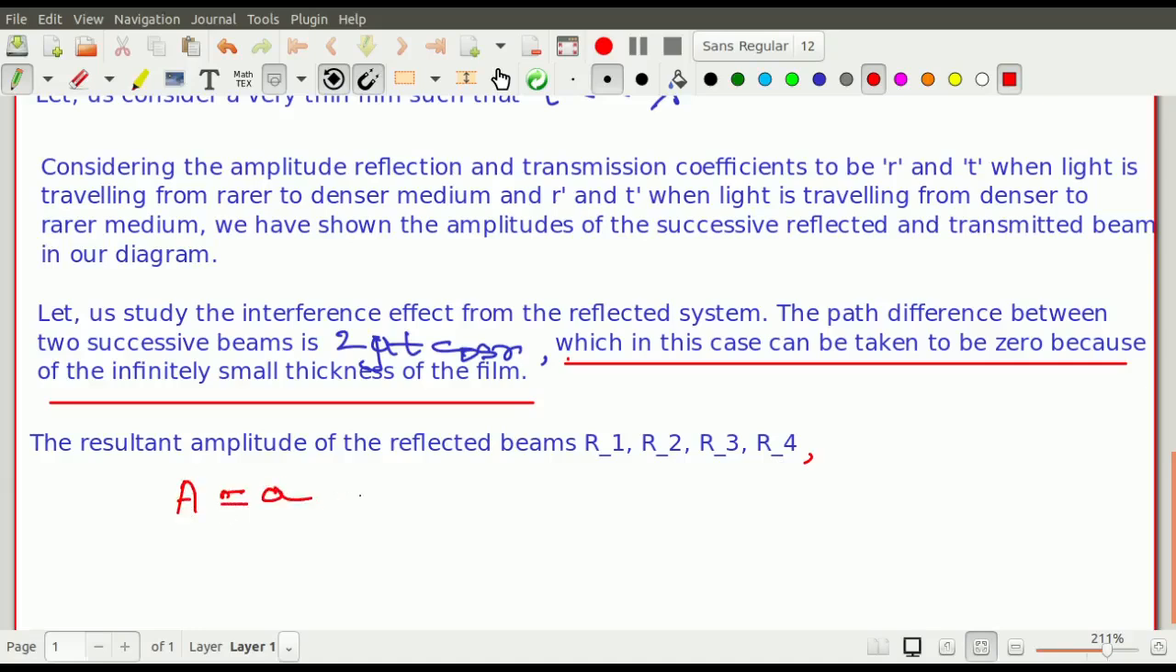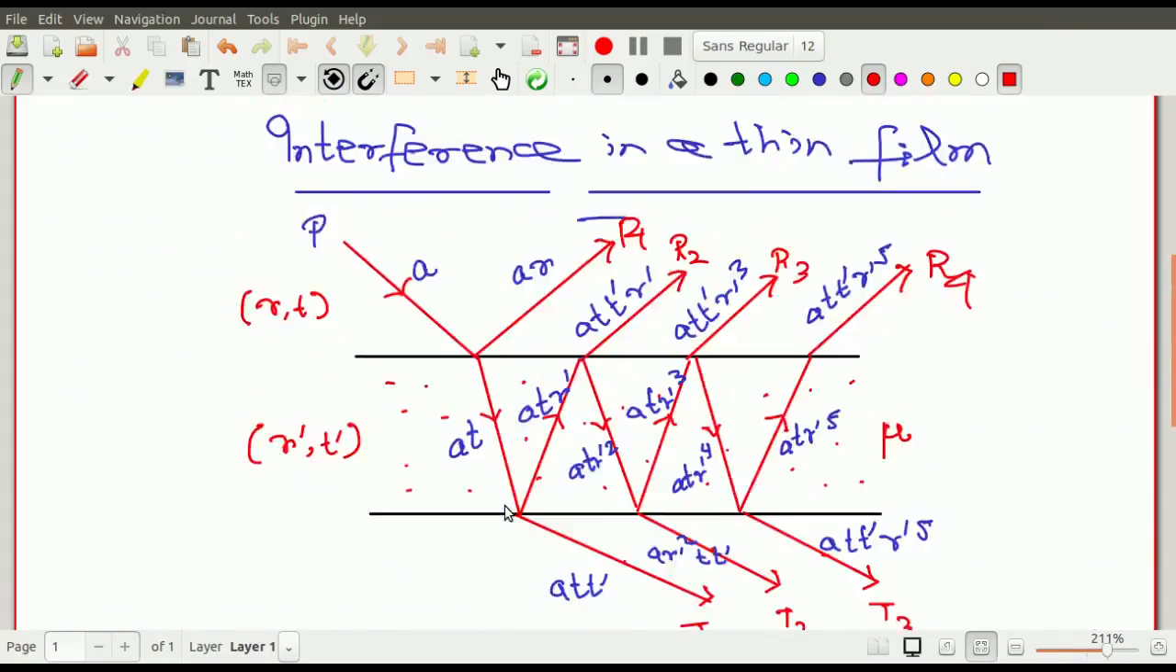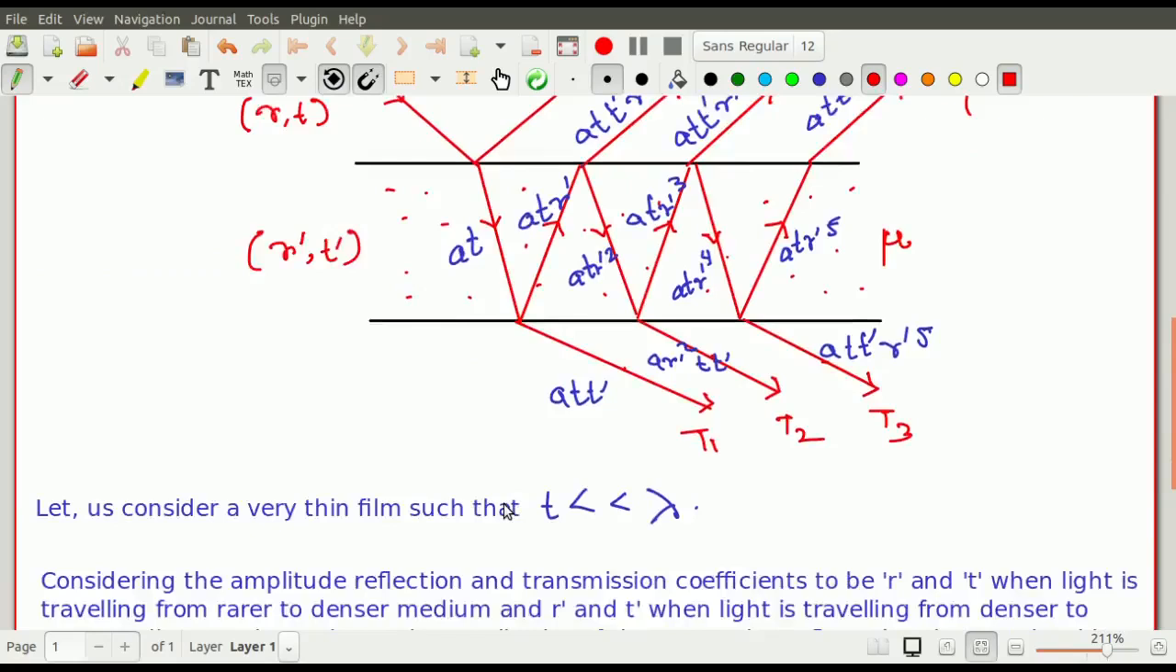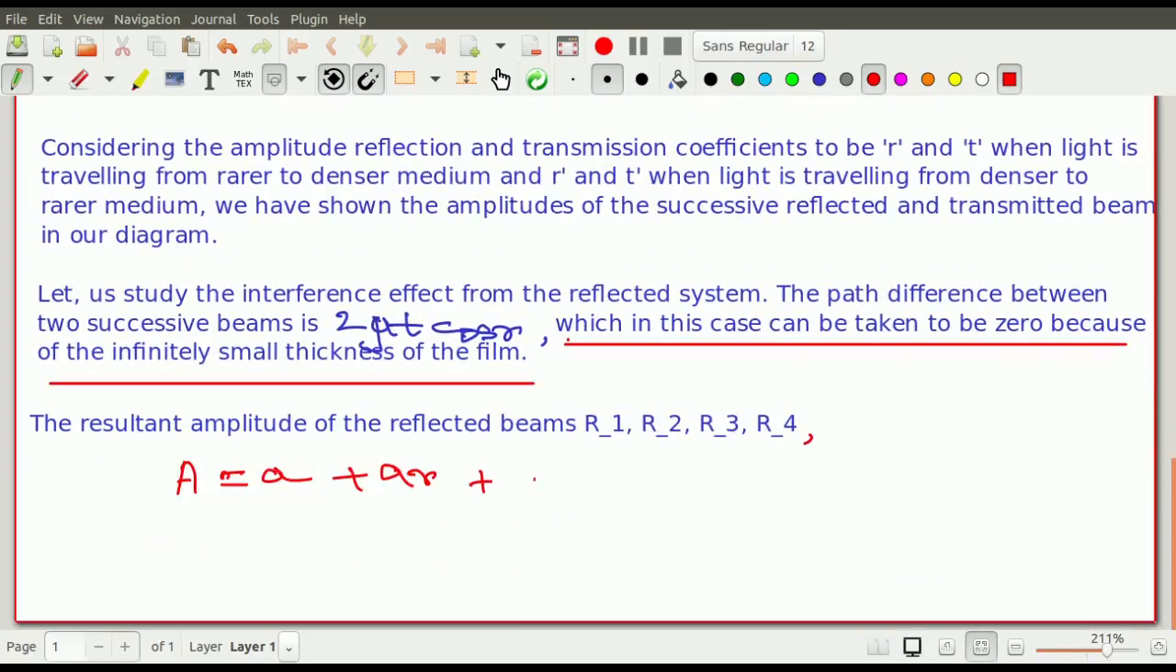It should be AR. You see that I am not taking care of any of the phases. Don't ask the question, sir, where did the phases go, the e to the power or sin cos terms? They are all in the same phase, so what is the use of writing the phase? All are in the same phase, no need to write phase. So this is AR, then the next one is A T T dash R dash.